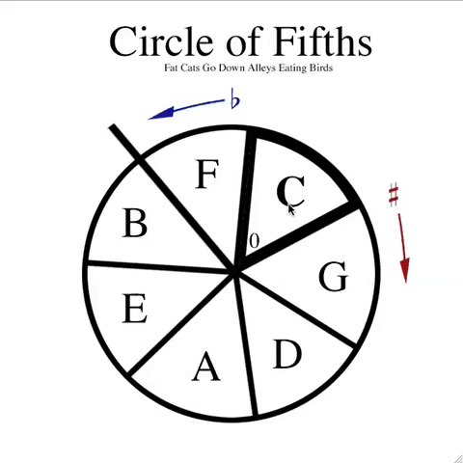So starting on D, D, E, F sharp, G, A, B, C sharp, D. Same thing is true with the key of A. A has how many sharps? 0, 1, 2, 3 sharps. Which notes are sharp in the key of A? We'll count the first 3 sharps: F, C, and G.